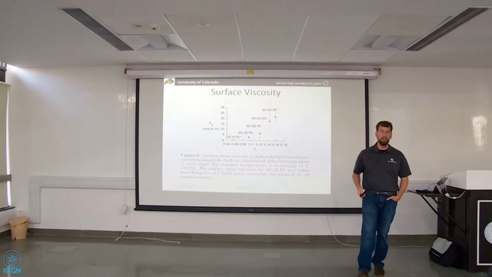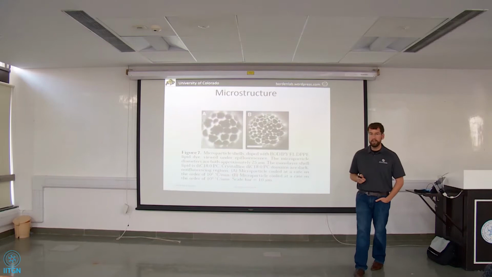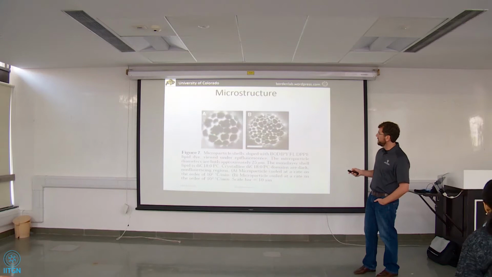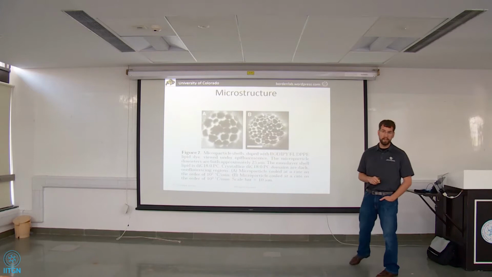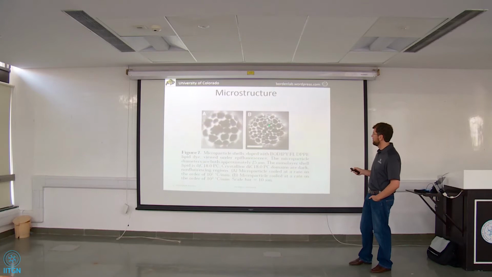He didn't just stop with composition, he also looked at microstructure. He had a fluorescent lipid, and the fluorescent lipid is shown as a bright lipid. And what he found was that he would see these bright interdomain regions and then dark domains. And the dark domains could have different structures. They could be large domains or they could be small domains. And so he found that he could change the microstructure.